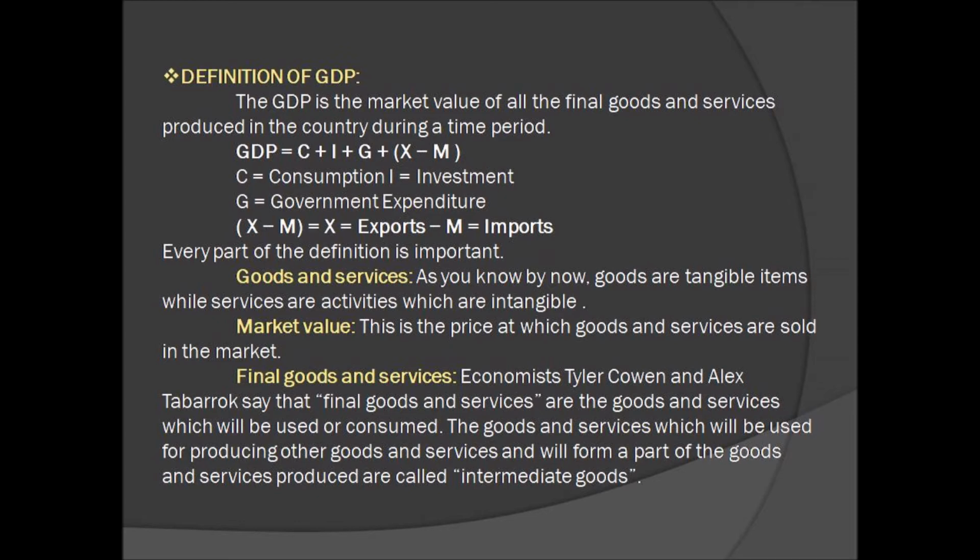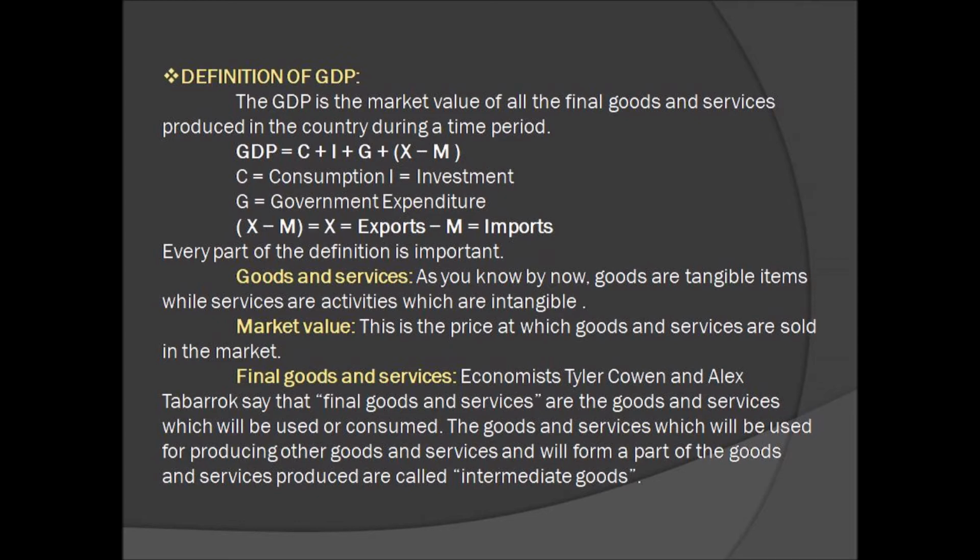Can you understand? The final product or service which is directly consumed or used by the customer is said to be the final goods and services, and those intermediate goods are used for producing other goods. Can you understand the difference between the final goods and services and the intermediate goods and services? Yes. Now let us move on to the next topic.